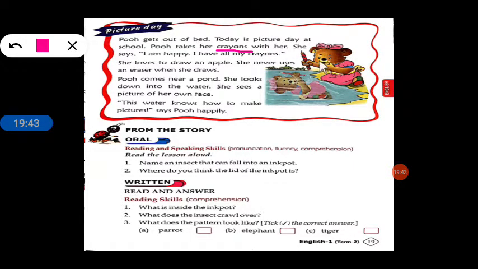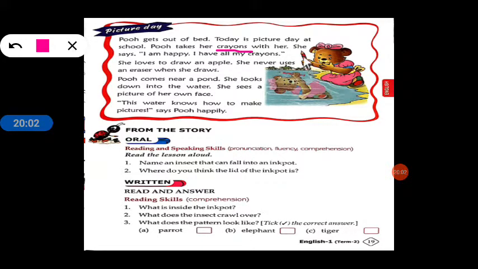Sorry, it is a female bear. Okay, so she takes her crayons. What is meant by crayons, my dear students? Crayons means a pencil or stick of colored chalk or wax used for drawing.